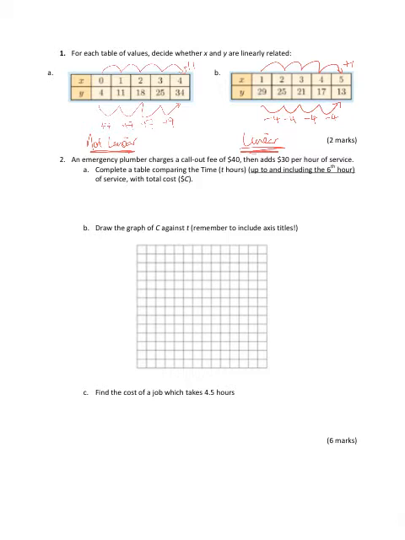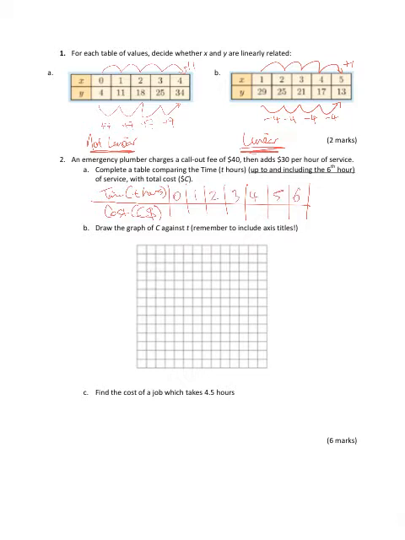Merchant plumber card charges a call out fee of $40, then adds $30 per hour of service. Complete a table comparing time T hours up to including the 6th hour of service with total cost C dollars. So time T hours. So a table of values has 2 lines, the top and the bottom for the 2 variables, cost, and you have to label them correctly according to the question. C dollars. So we're going to have 0, 1, 2, 3, 4, 5, 6.